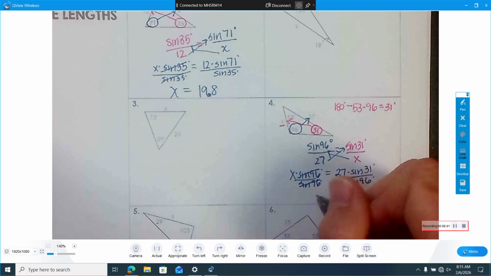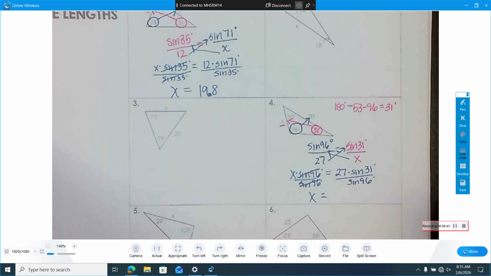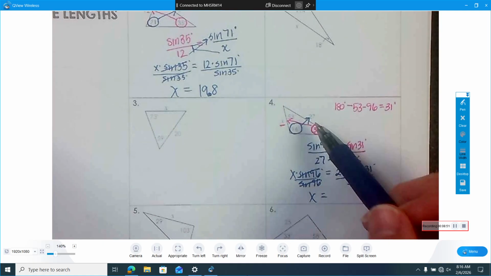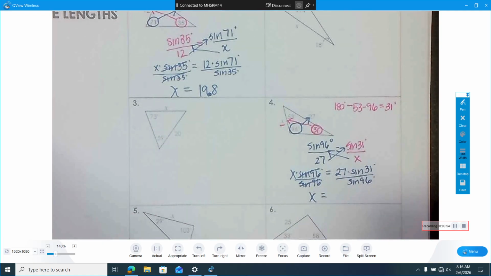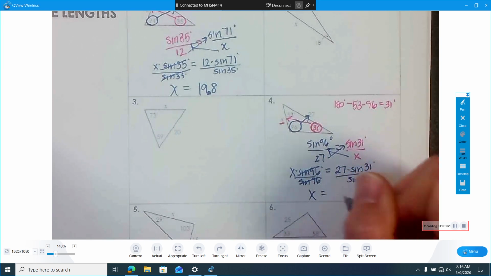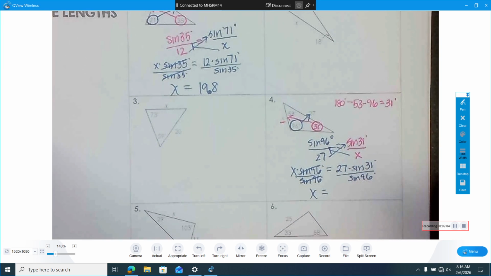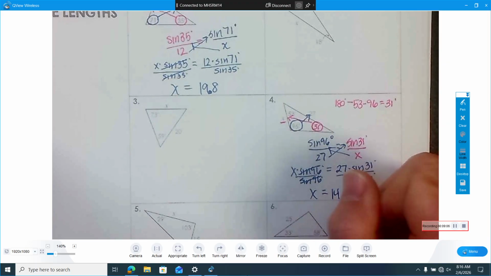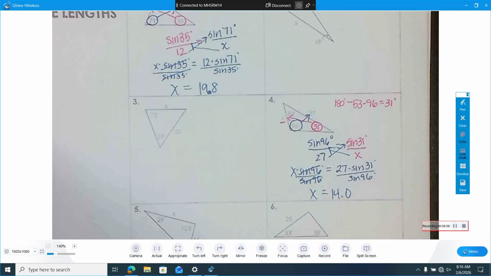All right, what did you get? 0.5. Nope, that doesn't sound right. The side length is 27. 0.5 sounds really small. 13.98, yeah. Which, if we round to the tenths, what does that round to? 14.0, yes. All right.